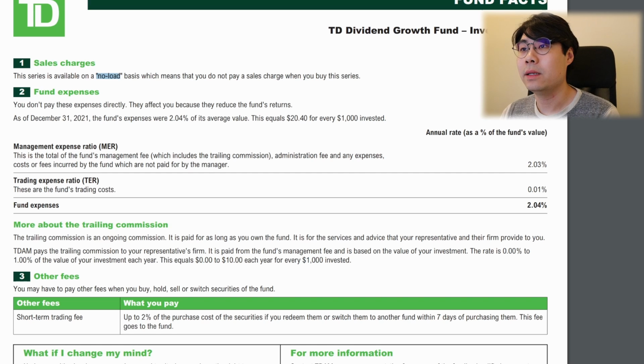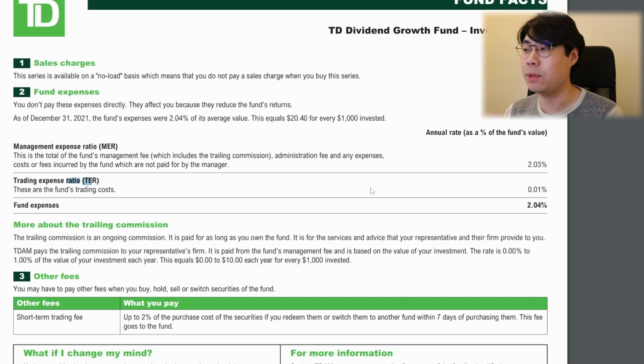The second one is the operating expense or the fund expense, and they may call it the expense ratio, whatever. It is basically the amount that you have to pay on an annual basis to keep having this fund being managed. And in this case, for the TD one, we can see that the fund expense, the total amount is 2.04. It is split across two. The first one is the managing expense ratio, which is, I guess, what we pay for the manager. The second one is the trading cost.